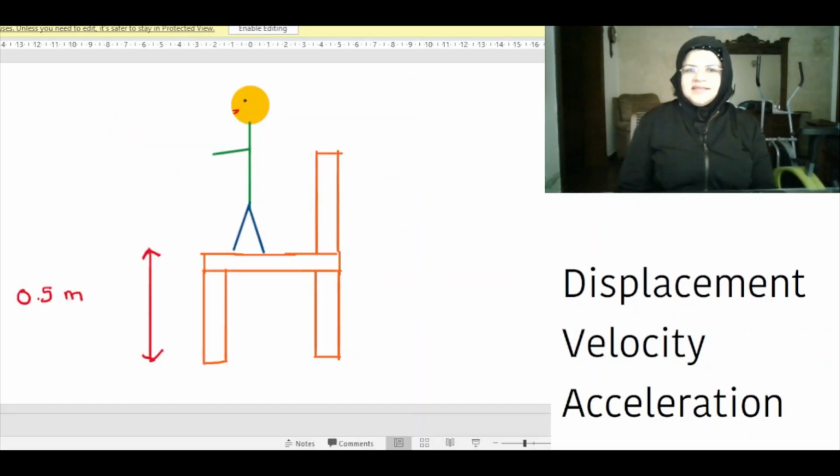Let's consider the case. The person is standing on the chair. The height of the chair is 0.5 meter. The person jumps from the chair to the ground. The distance covered is 0.5 meters.